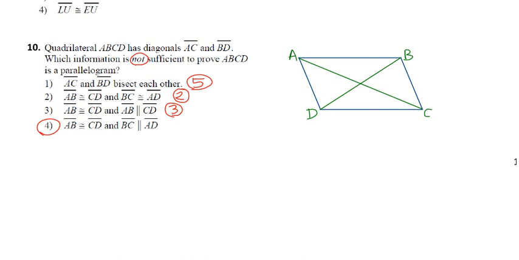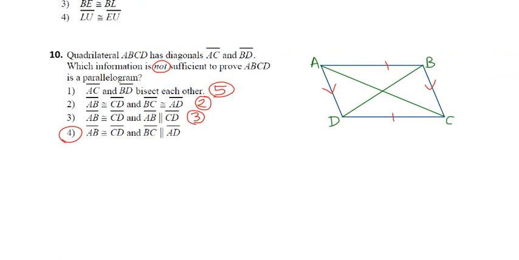And let's see what we have here. It says that AB is congruent to CD and BC is parallel to AD. So we have BC parallel to AD, and indeed this is not enough to say that it is a parallelogram. Therefore, that is the answer that we're looking for, the one that is not sufficient to say that it is a parallelogram.